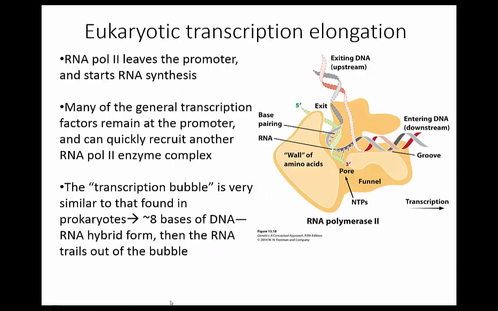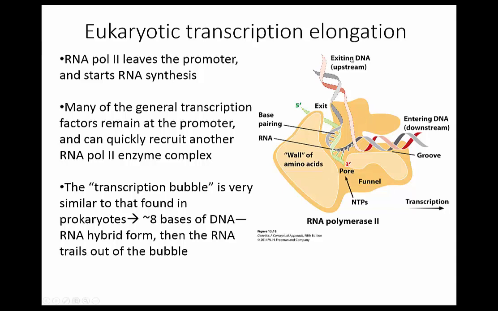Eukaryotic elongation happens relatively similarly to prokaryotic transcription elongation. So first of all, when that RNA polymerase leaves the promoter, it's going to start synthesizing new RNA, and it's going to add new RNA bases on the 3' end of that RNA strand. When it leaves the promoter, many of the general transcription factors will remain at the promoter. So it's really only RNA polymerase that needs to do the transcription itself. A lot of that other stuff can actually stay sitting on the promoter and work to recruit another RNA polymerase so that we can transcribe that gene again.